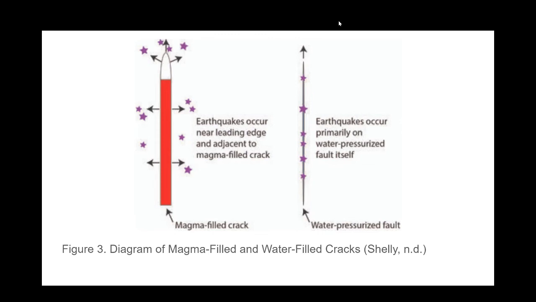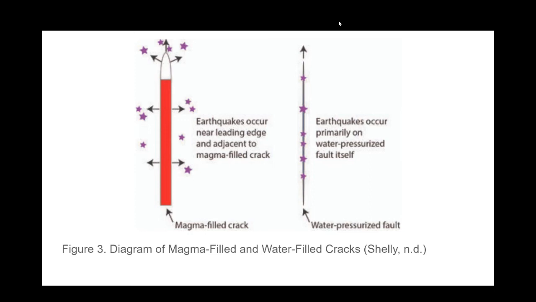Water-filled cracks are the more common cause of earthquake swarms because they're much thinner than magma-filled cracks, and they can cause strike-slip earthquakes because the water will lubricate the walls on either side of the crack, and then that will cause sliding to occur. Magma-filled cracks, on the other hand, the magma will separate the two sides of the crack completely, which results in earthquakes that are much more common along the tip of the crack, sort of up here.